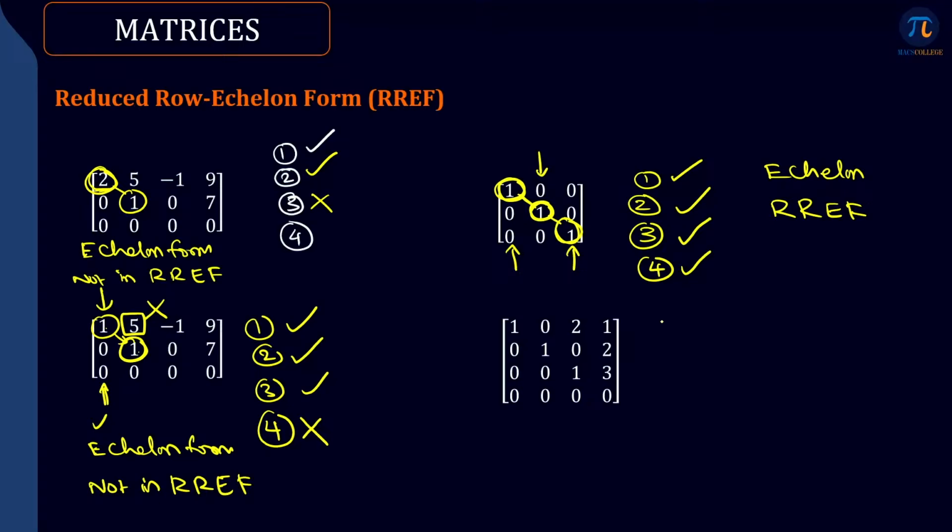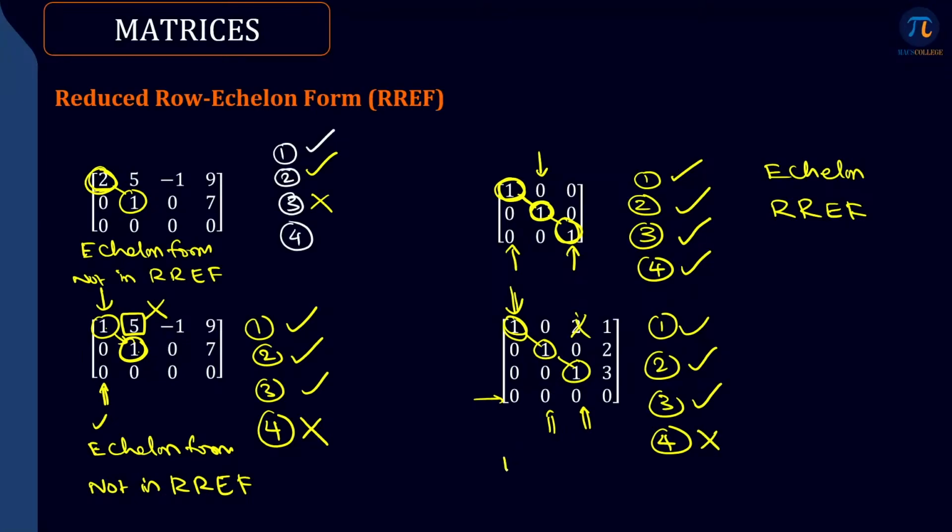Now here, first condition, the 0 row is at the bottom, satisfied. Second condition, leading entries to the right side, satisfied. All the leading entries are 1s, satisfied. Now the fourth one: in this column all are 0, in this column all are 0, but in this column this is not 0. Fourth condition failed. So it is only in echelon form, but not in reduced row echelon form.